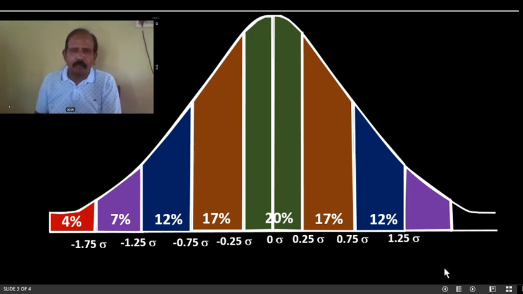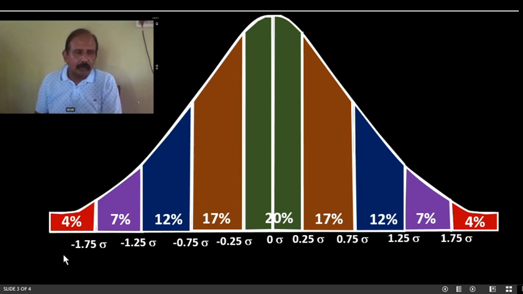After these 89% of the observations, 7% of the observations are found between 1.25 sigma to 1.75 sigma, and the highest 4% of the observations are found after 1.75 sigma. In this way, the entire curve is divided into 9 parts.